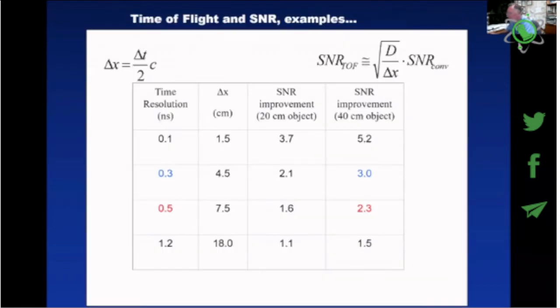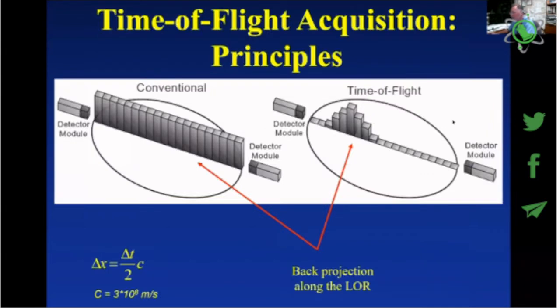It has been shown that time of flight imaging will improve your signal to noise ratio with an improvement that is equivalent to the square root of the object diameter divided by that position information. So when we talk about delta X, it is the error in positioning, where did that event occur.